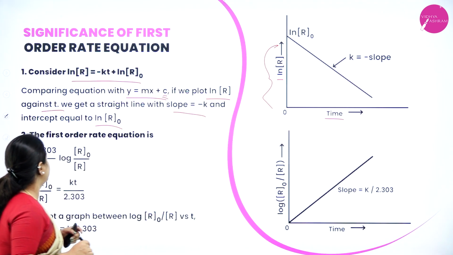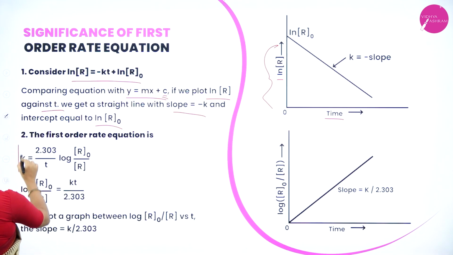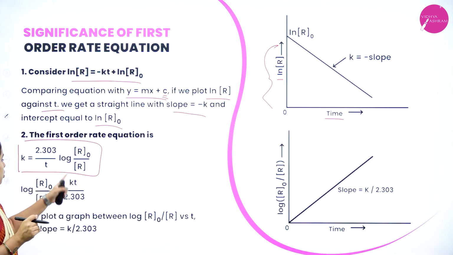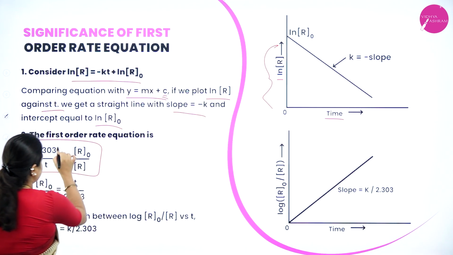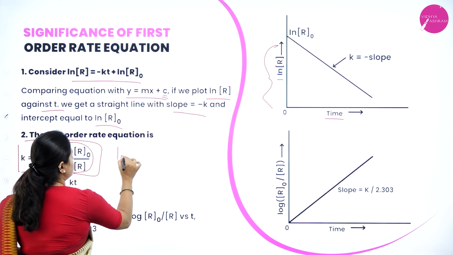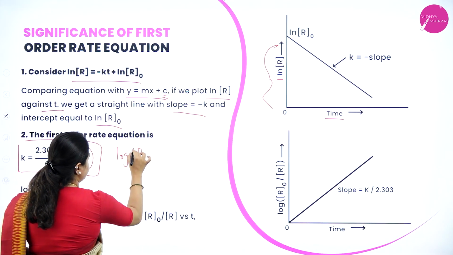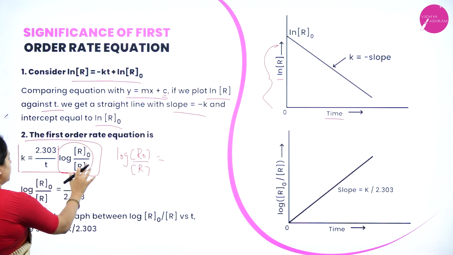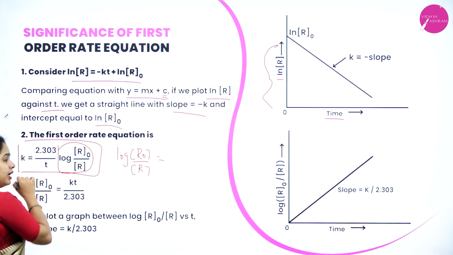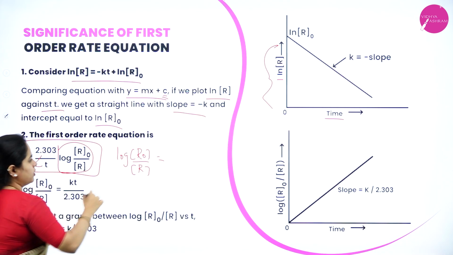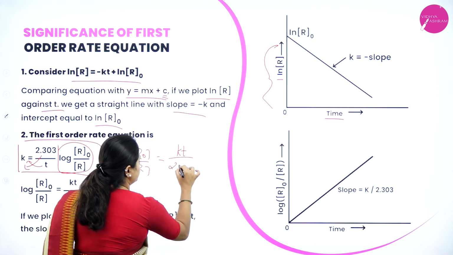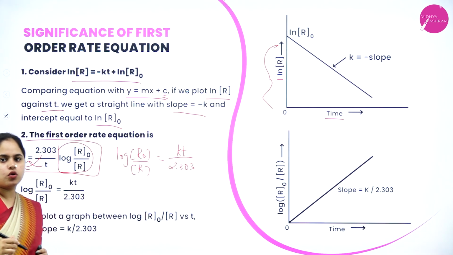Now there is one more possibility. Consider the first order rate equation in the log form, 2.303 by T log R0 by R. Now I am rearranging this equation. Log R0 by R will be equal to KT by 2.303. I am keeping this particular term here, and all the other things I am taking to the other side. T is in the denominator, so it comes to the numerator, and 2.303 is in the numerator, so it comes to the denominator. So this will be equal to KT by 2.303. I hope it is clear.